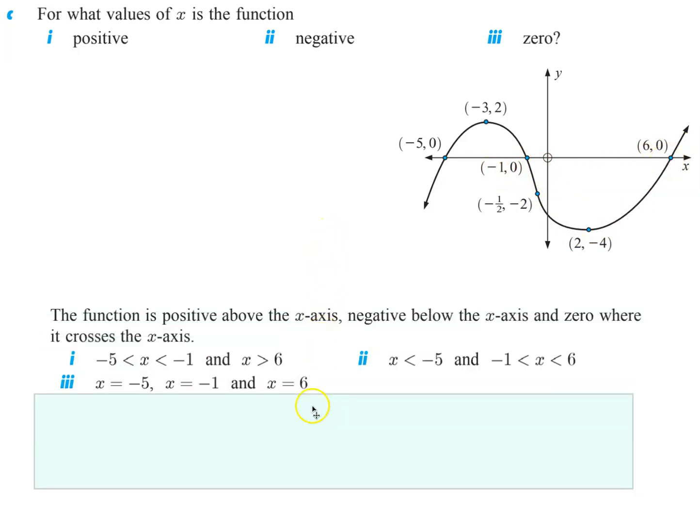So you should have written something like that. It's positive when x is between -5 and -1, and when x is bigger than 6. It's negative when x is less than -5, and also when x is between -1 and 6. And it's 0 at x equals -5, x equals -1, and x equals 6. So that's the values of the function being positive, negative, and 0.